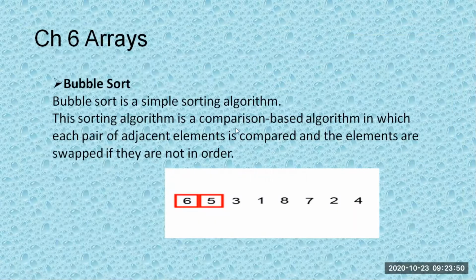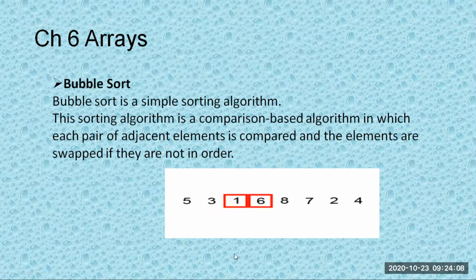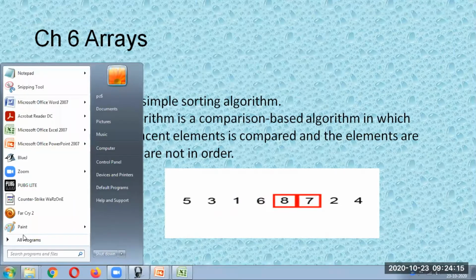Bubble sort is a comparison-based algorithm in which each pair of adjacent elements is compared and the elements are swapped if they are not in order. As you can observe in the animation, you can see here 3 and 6. So 6 is greater than 1, so they will be swapped. 1 will come here, 6 will go there. So this was for numbers. Same concept is there for a string. So let us understand that with the help of a program.